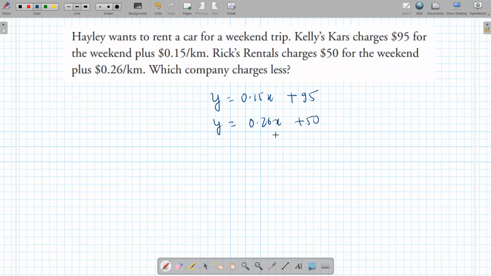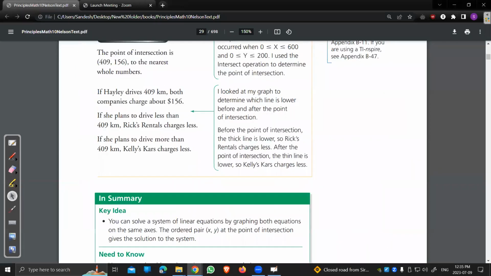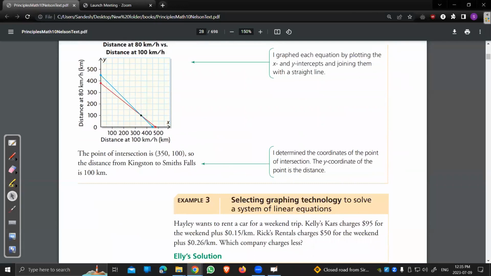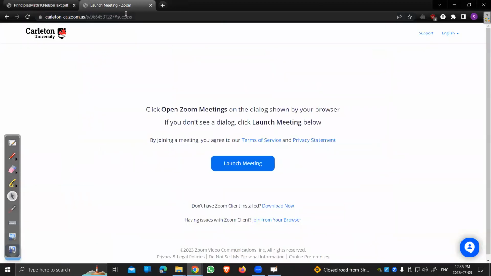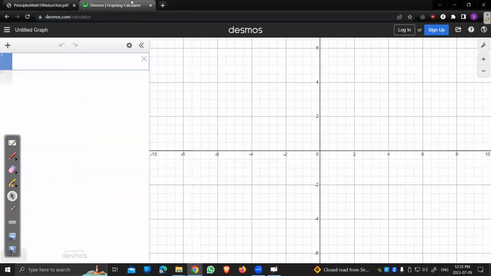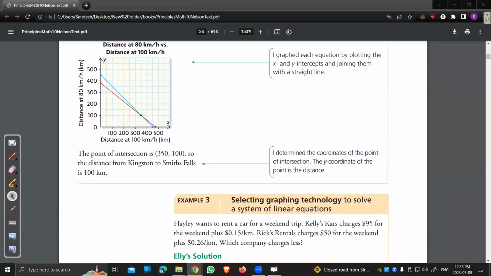The question's asking you which company charges less. Well, it's going to depend on your kilometers. I'm sure they graph this as well, and graphing this is also not that easy. They use a graphing calculator. So let me just show you how to approach this question. That kind of defeats the purpose, but if you're going to use a graphing calculator, I'm going to plug those two equations in.